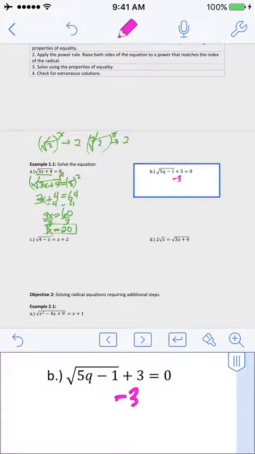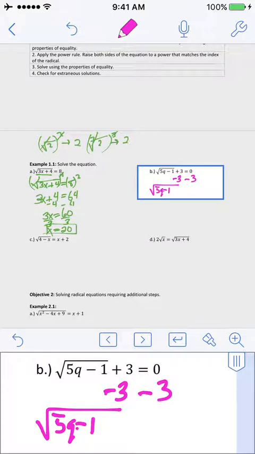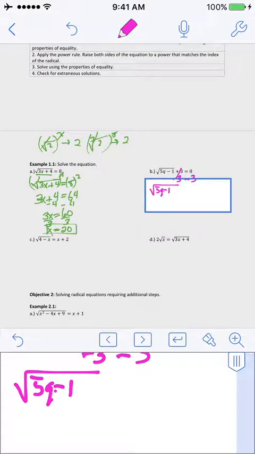So I'm going to subtract this 3 from both sides. I end up getting the square root of 5q minus 1, that's what's left, sorry, not p, 5q minus 1, because those 3's cancel, is equal to negative 3.